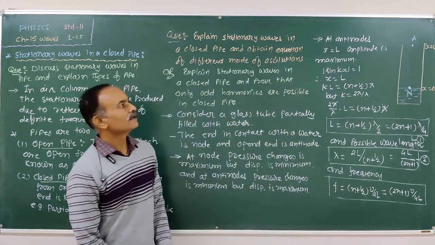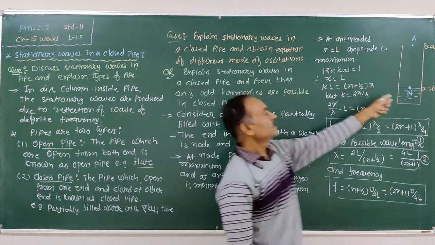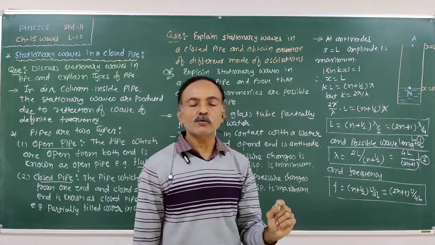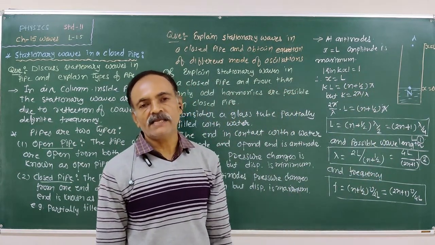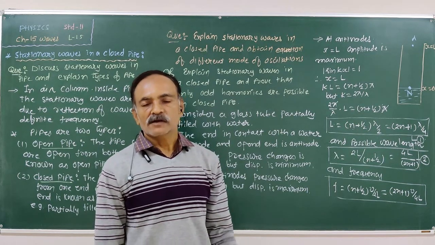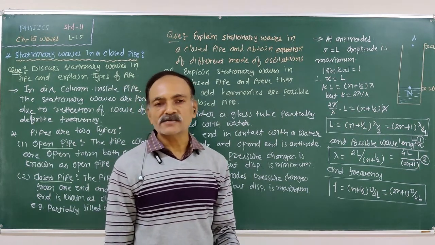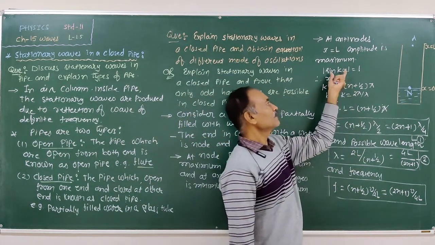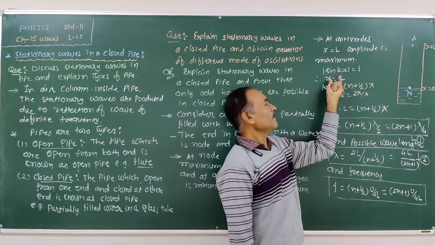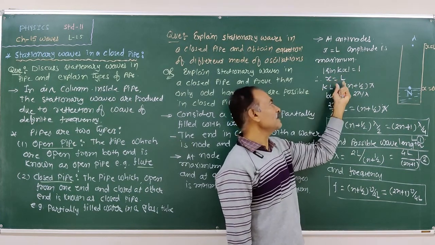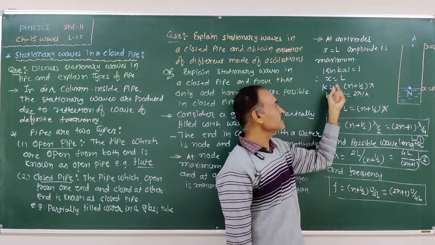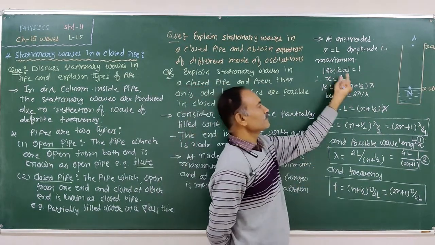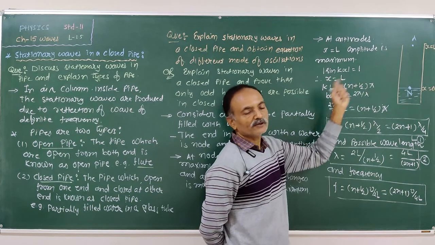Again, at antinodes, the amplitude is maximum. Therefore, in the equation of the stationary wave, 2a sin kx must be maximum. So amplitude depends on the sine function. Therefore, the value of the sine function must be 1. Therefore, sin kx is equal to 1. Now, the antinode is at the point x is equal to L. Therefore, instead of x, we take L. Therefore, kL is equal to the maximum value of sine, n plus 1 by 2 into pi.